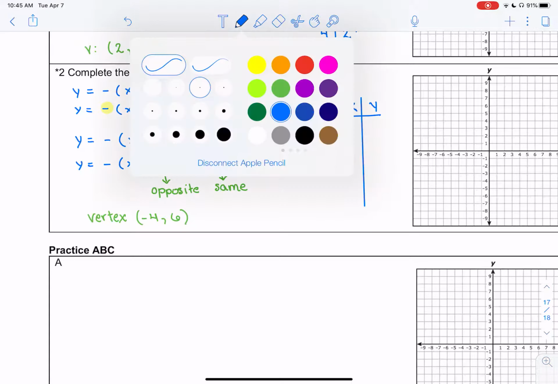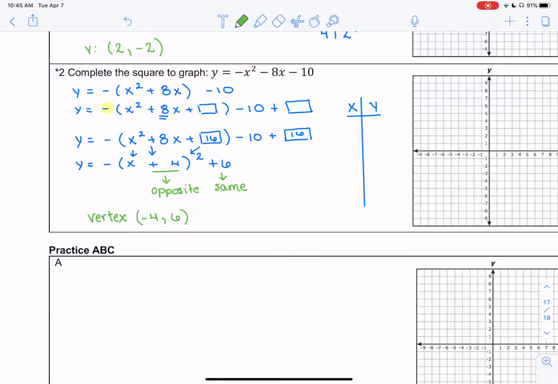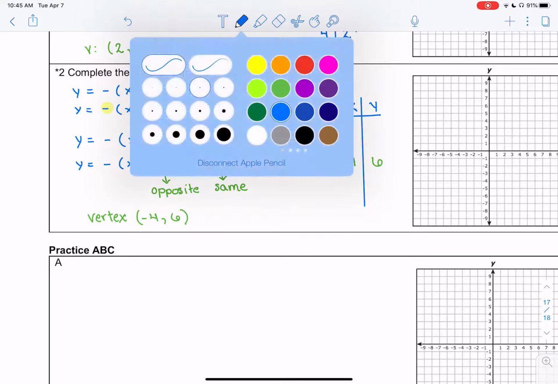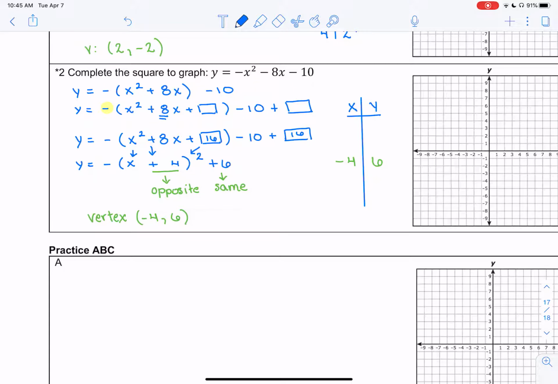Okay, the middle of my XY table, I'll put my vertex, which was negative 4, 6. And then I'm going to go up and down from that -4. So if I want smaller, I'd go more in the negatives, -5, -6. If I go bigger, I have -3 and -2.